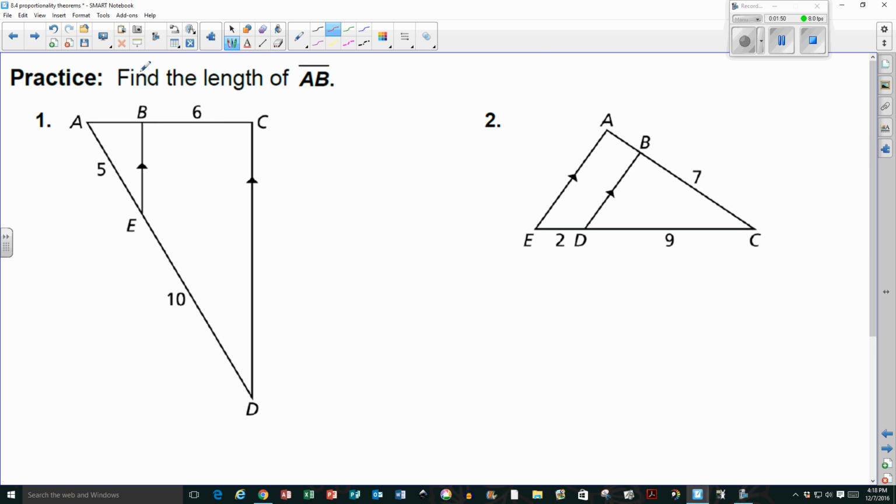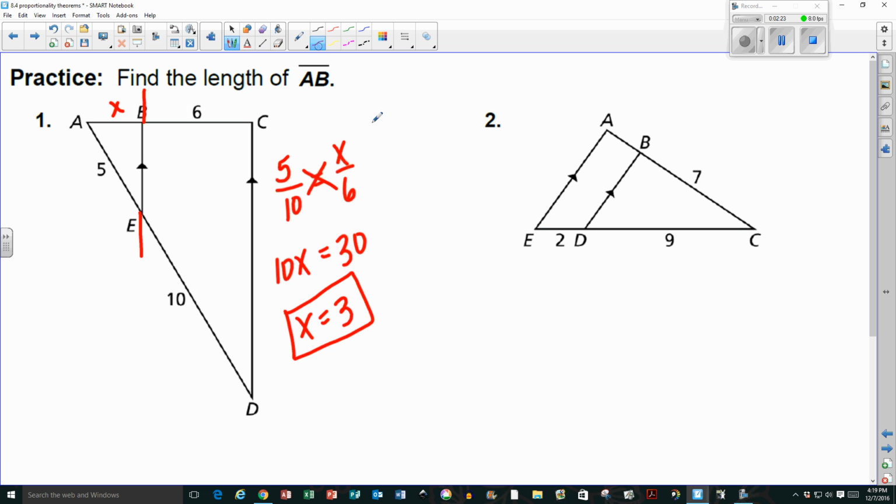So like I said before, make sure you're reading your directions first. Find the length of AB. So AB is this piece here, and I'm looking for that, so that becomes my X. If you extend the sides, you'll notice that it's already set up for you. 5 over 10 is equal to X over 6. Cross multiply, 10X equals 30. So X is 3.